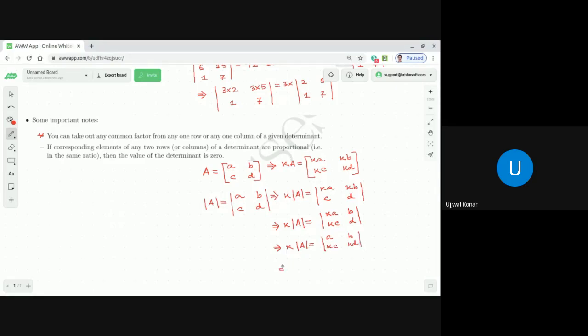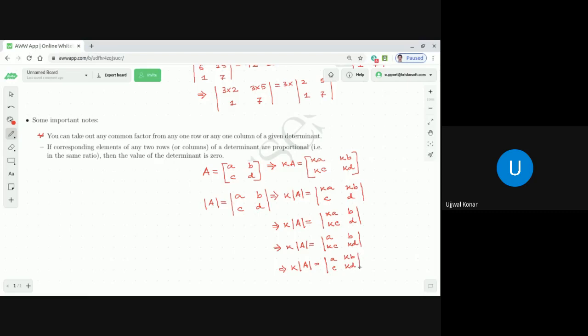Or you can say, I want to keep the first column unchanged, but multiply the second column. Absolutely, you can do that. Then the first column will be a, c as it is, and the second column is multiplied by k, that is kb and kd.